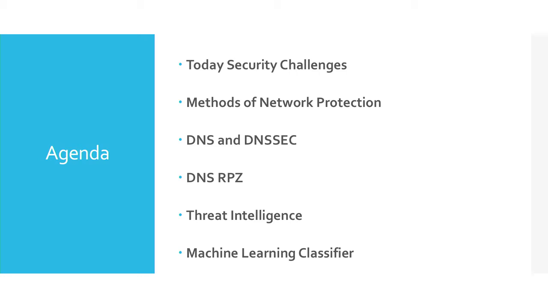I'm going to talk about security challenges that we have in the current networks, and the methods we are currently using to stand against attacks. DNS and DNSSEC is something I've talked about. A new method we have called DNS RPZ, and threat intelligence, and ultimately machine learning, which is a technique that I've implemented on DNS in order to identify malicious requests, or rather foresee them beforehand through machine learning.